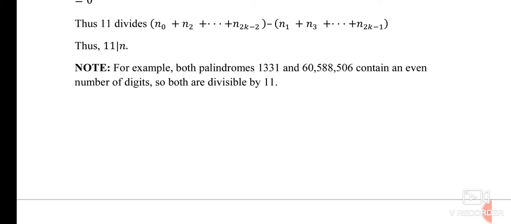For example, consider two palindromes, 13 and 31. The first number is a palindrome with an even number of digits. Similarly, the second number is also a palindrome with an even number of digits. So by the above theorem, 11 divides these two numbers.